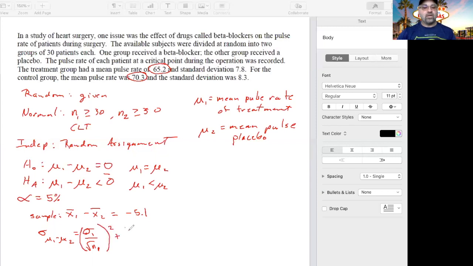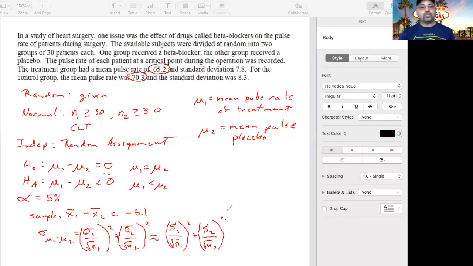squared plus sigma 2 over the square root of n2 squared. But we don't know sigma 1 and sigma 2 in this case. All we have are the sample standard deviations, which is why we're doing t-distribution, even though we know these are approximately normally distributed. So this is approximately equal to S1 over square root of n1 squared plus S2 over square root of n2 squared. Because remember, I have to add variances. I can't just add standard deviations.